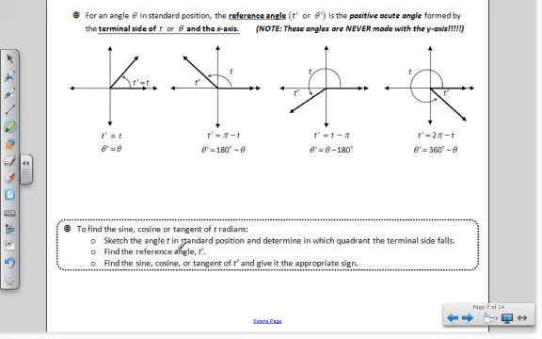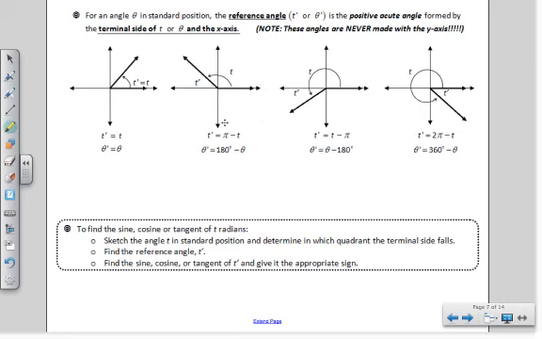Okay, for an angle theta in standard position, the reference angle is the positive acute angle formed by the terminal side of theta and the x-axis. Okay? They're never made with the y-axis. We're talking about angles that are made with the x-axis. We can refer to them as t or as theta, and it varies from book to book, but this book is going to use t prime or theta prime. Whenever you see those symbols, we are talking about the reference angle.